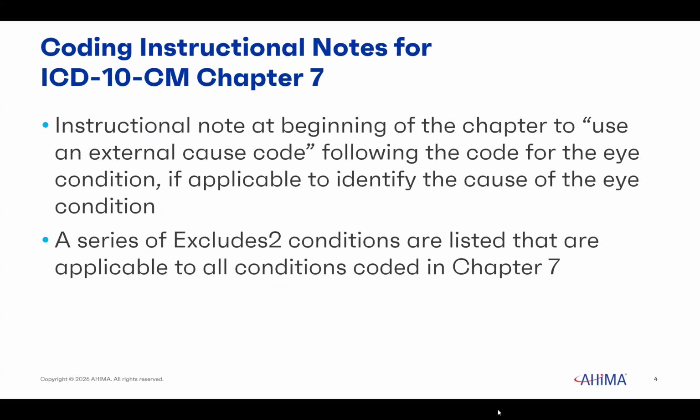There are a lot of coding notes in the tabular. Some of these include external cause codes when applicable, and referencing excludes two conditions for all of these codes. And again, excludes two means typically isn't coded, but may be coded if the documentation supports the additional code. So please make sure that you catch those.